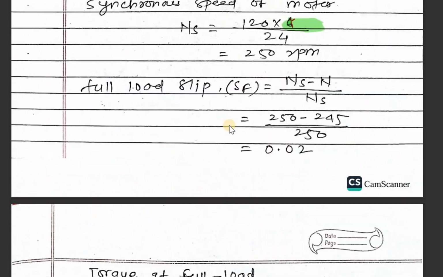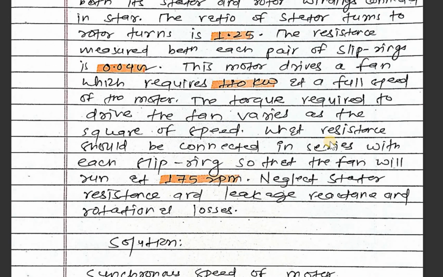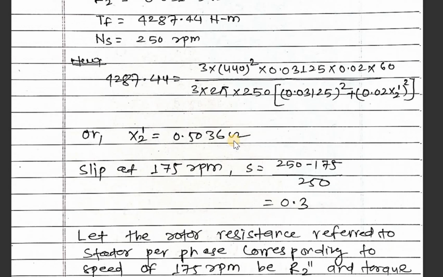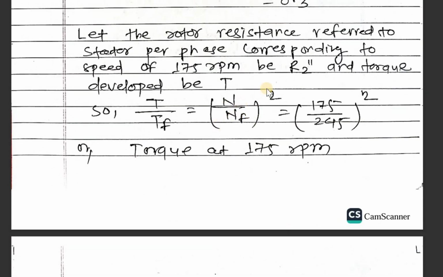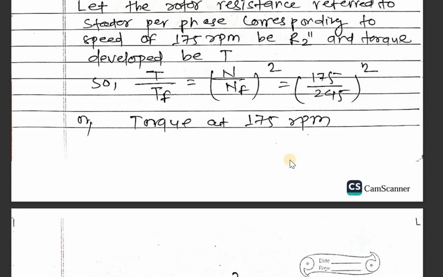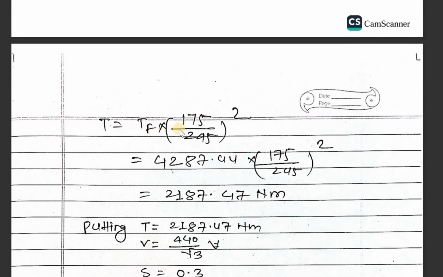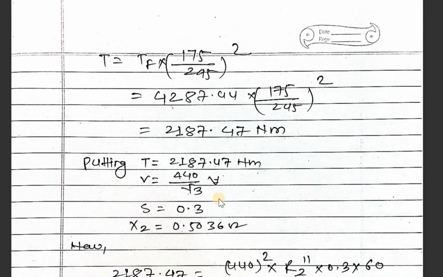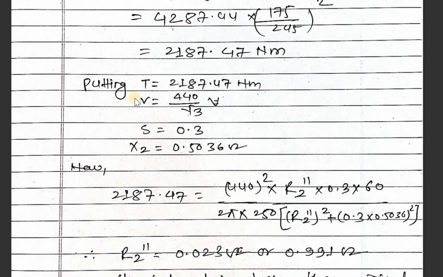In the question it is given that the torque required to drive the fan varies as the square of the speed. So we can write this as Tf into 175 upon 245, that whole square. So torque at 175 rpm is Tf into 175 upon 245 whole square. Then you can get 2187.47 Newton meter.